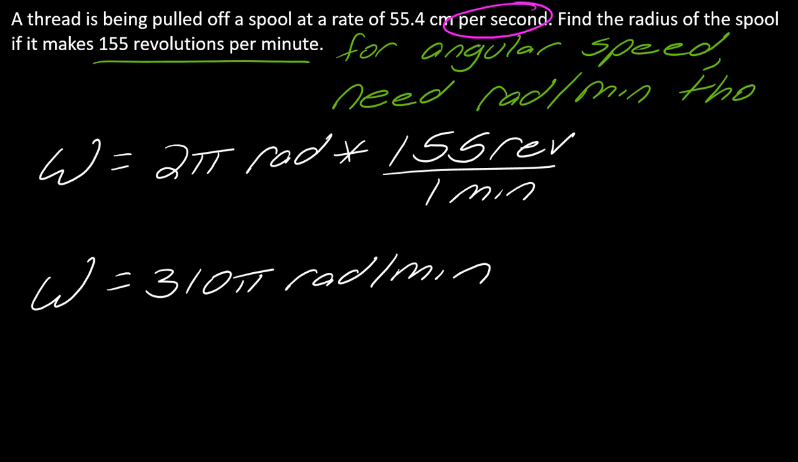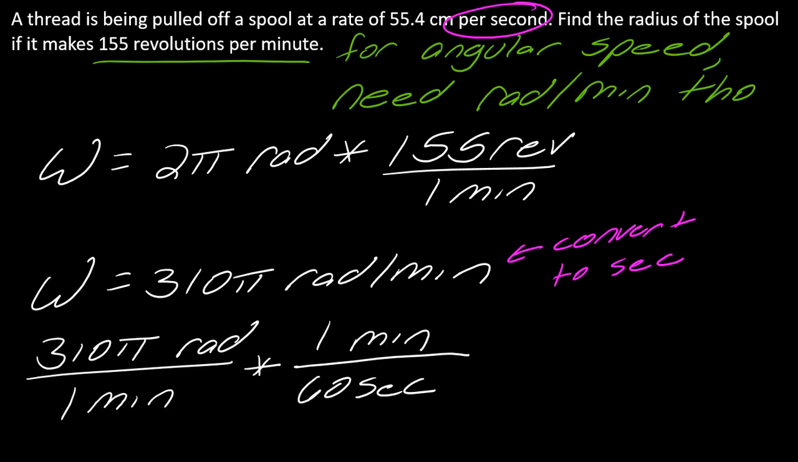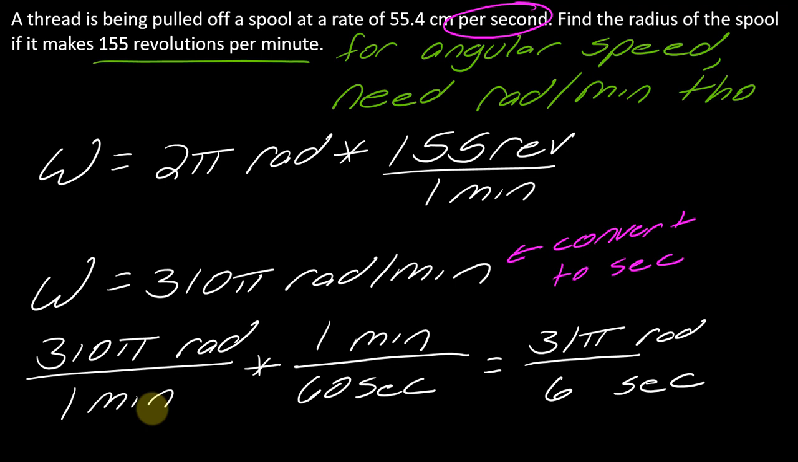Now, one issue that's a little tricky is that we are given this per minute, and this other rate is per second. See right here, per second. So that means we're going to need to convert this to seconds. I'm going to take my 310 pi radians per 1 minute, and then multiply by 1 minute per 60 seconds. Notice the way I've set this up: the minutes end up canceling themselves out. That's really what's driving how you set up these conversions. If I multiply these together, I get 31 pi radians over 6 seconds.